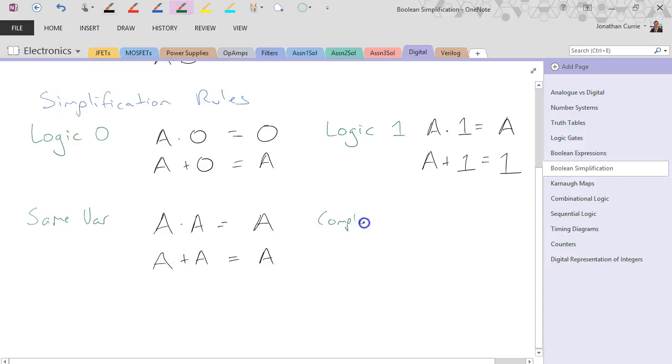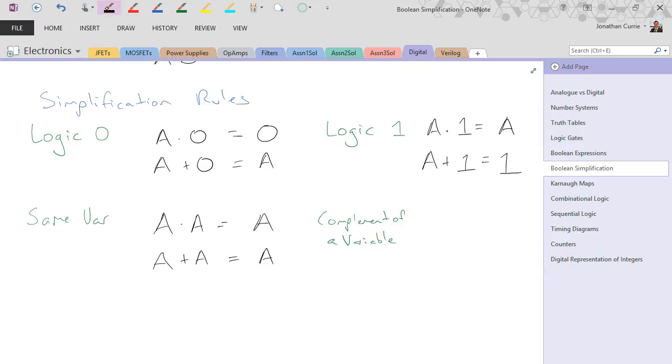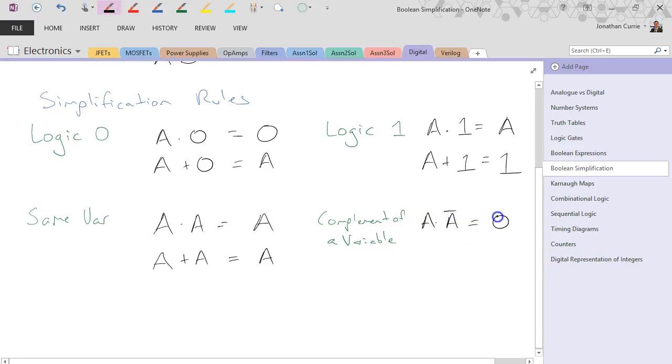Complement of a variable. So these are ones like A AND NOT A is always equal to 0, whereas A OR NOT A is always equal to 1. One of these has to be equal to 1. If this one's 0, that one's 1. If this one's 1, 0, that one's 1, and so forth.